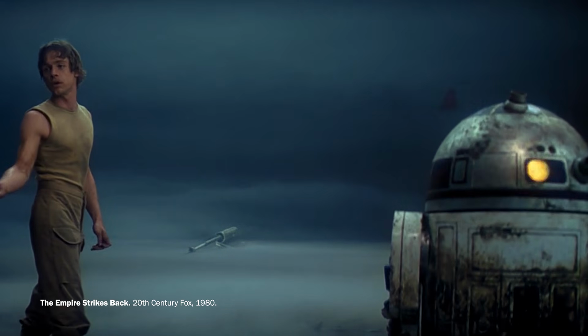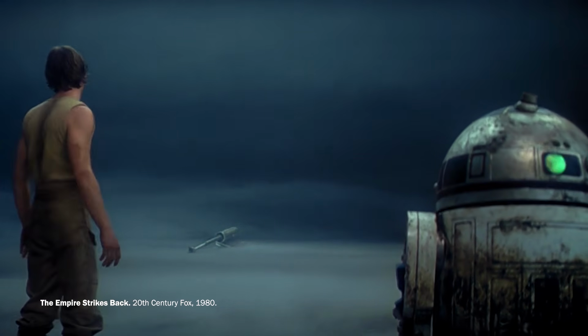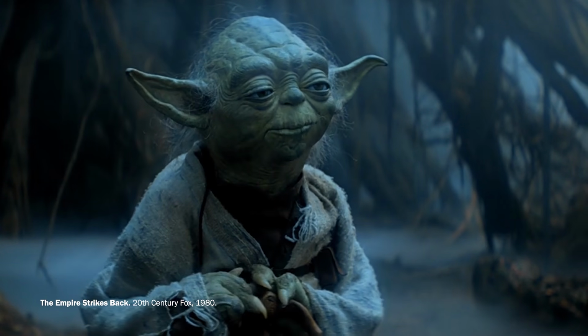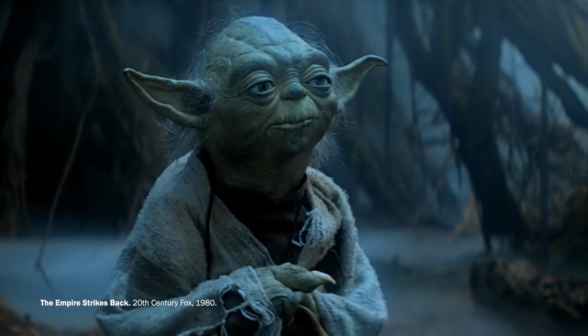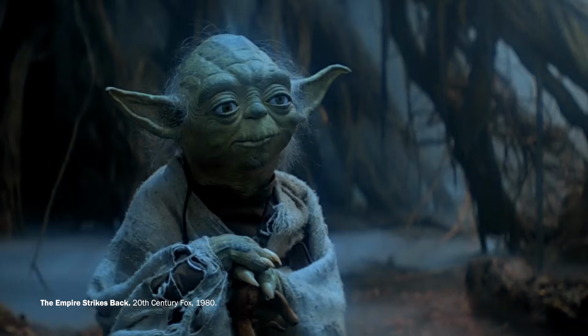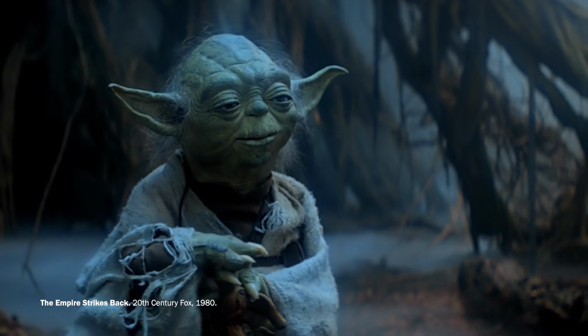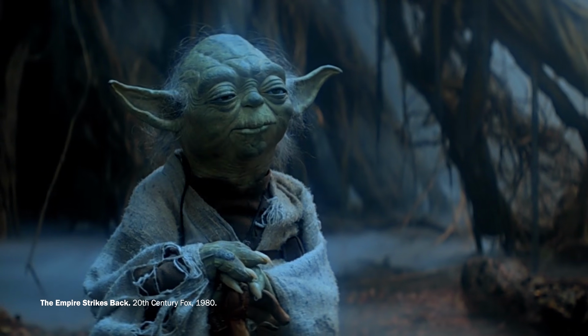Master, moving stones around is one thing. This is totally different. No different. Only different in your mind. You must unlearn what you have learned. All right, I'll give it a try. No, try not. Do. Or do not. There is no try.